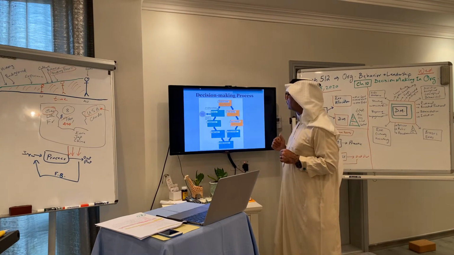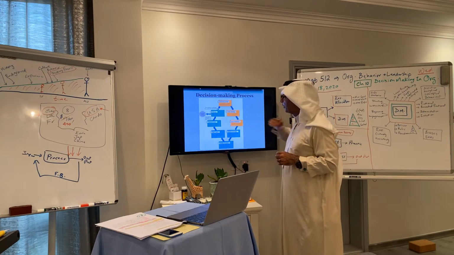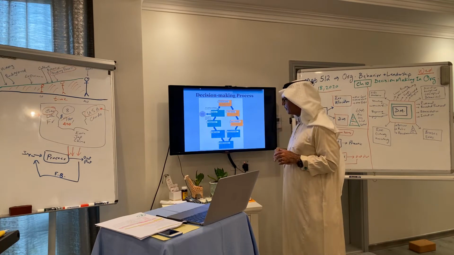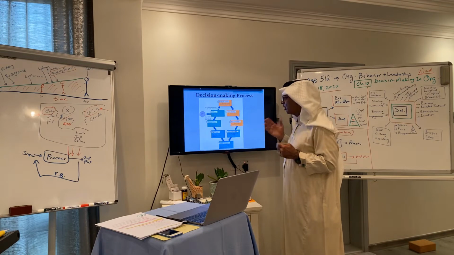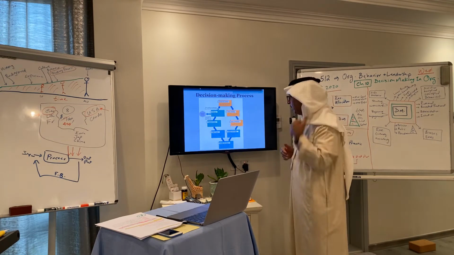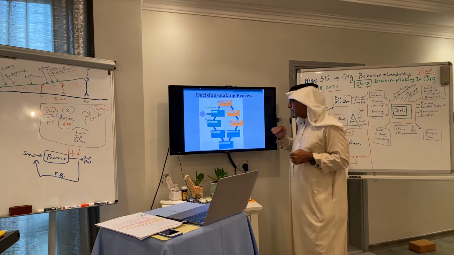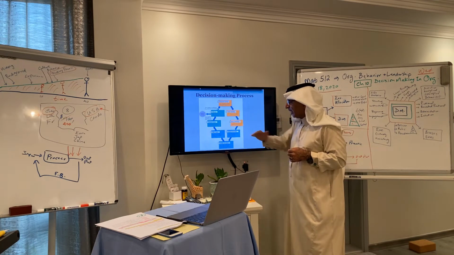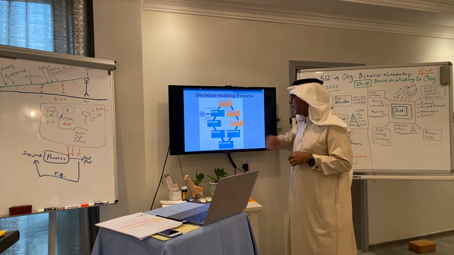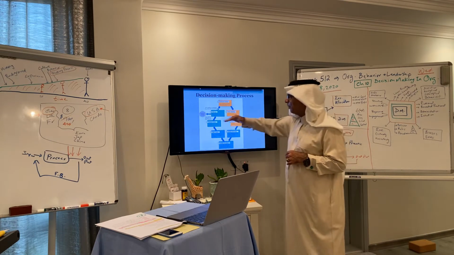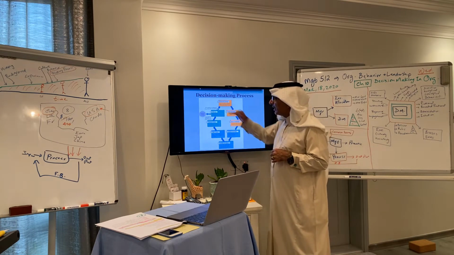Identifying the problem, step 1. Step number 2, defining objectives. 3, making pre-decisions, before you make the decision. Generate alternatives. Evaluate alternatives. Make a choice. Implement choice. And then follow up.